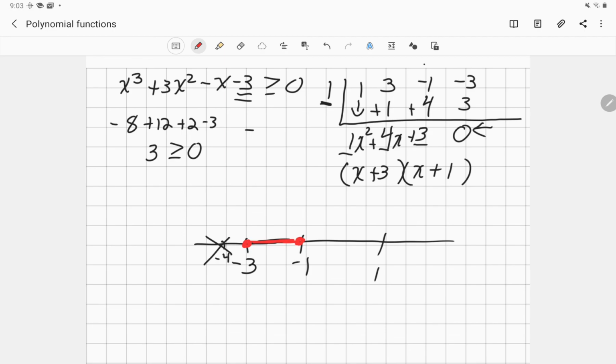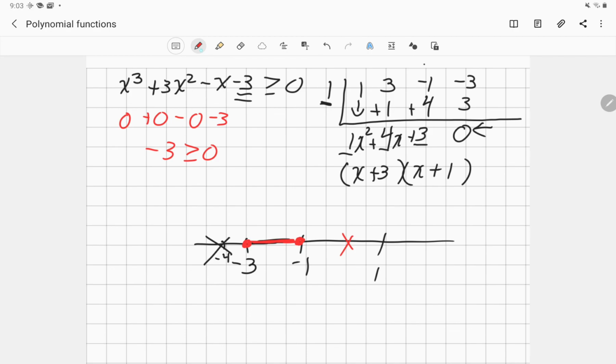Now I need to check the next test interval, which is between -1 and 1. You can pick any number you want between -1 and 1. Again, if I have a chance to choose 0, I'm going to pick it, and I can. So 0 cubed is 0. 3 times 0 is 0, minus 0, minus 3, so I end up with negative 3 is greater than or equal to 0. No, it's not. So that section doesn't really work. So it's a no.